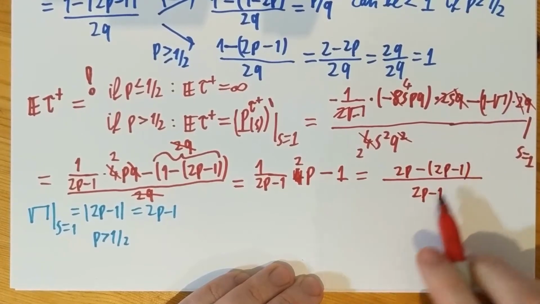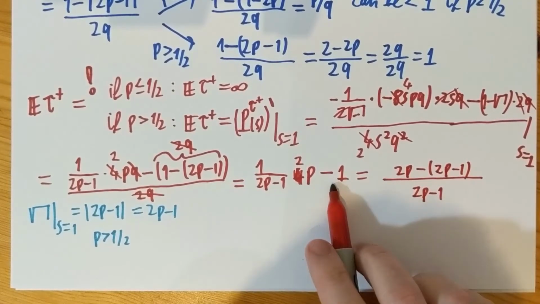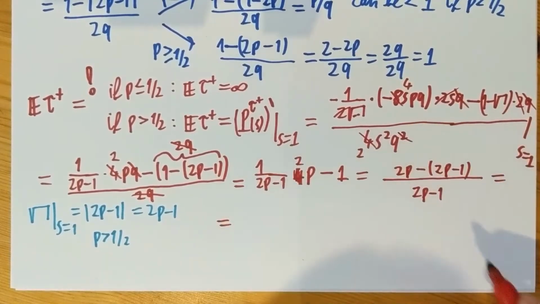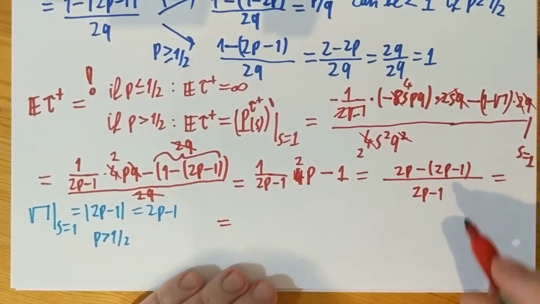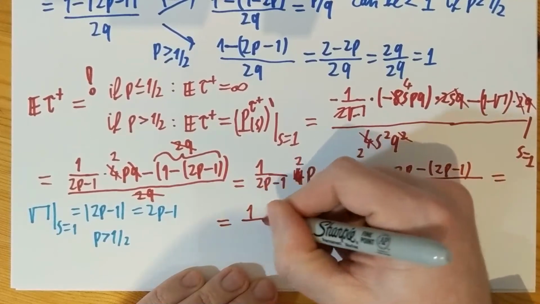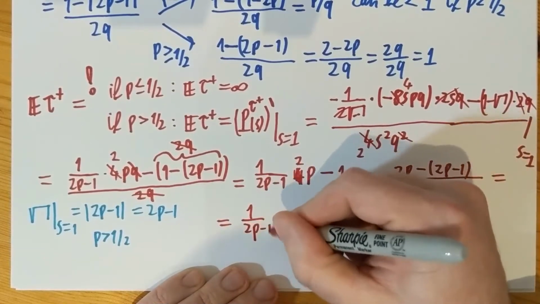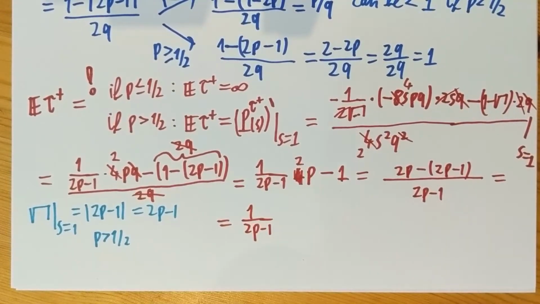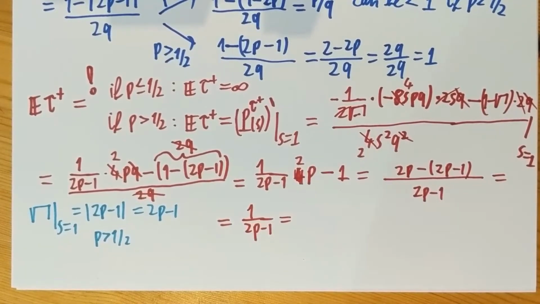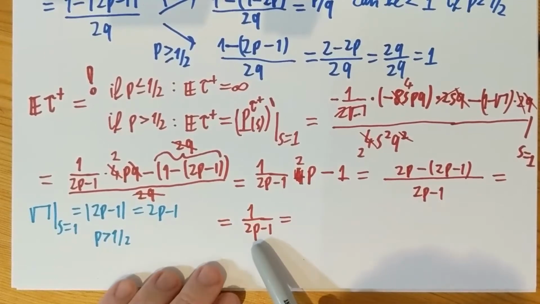Because (2p minus 1) over (2p minus 1) gives me this negative 1 there. Okay, and then finally, let's break this up. 2p minus 2p is 0, minus a minus is a plus 1 over 2p minus 1. That's my answer, and I can make this even a little bit nicer.